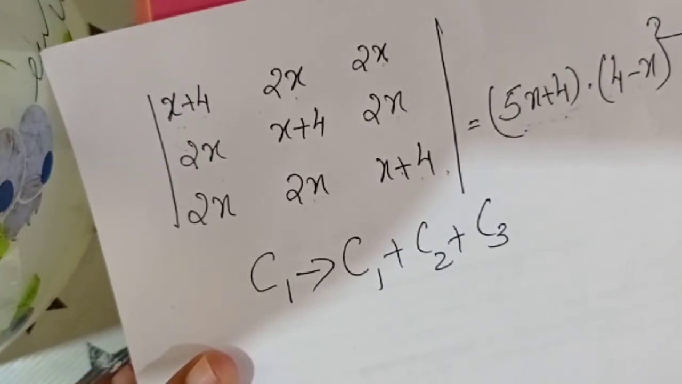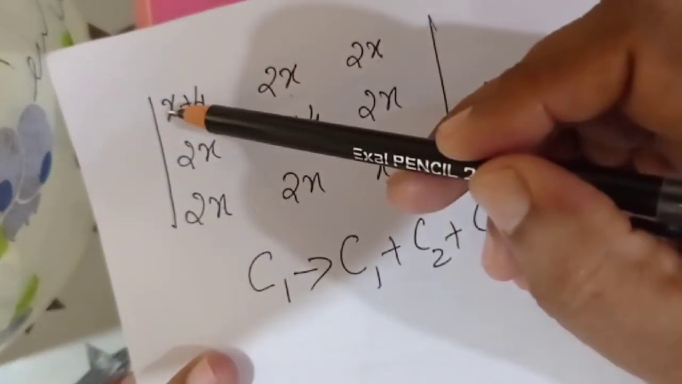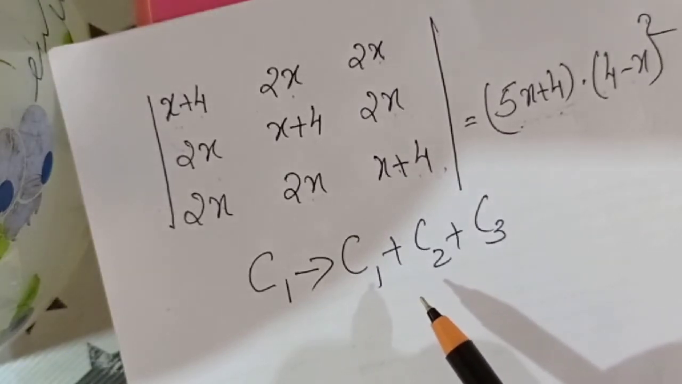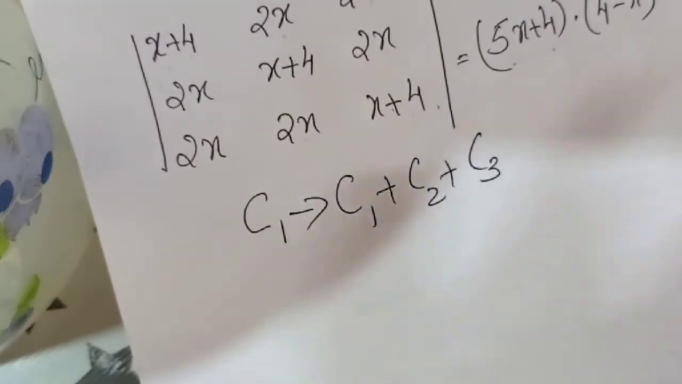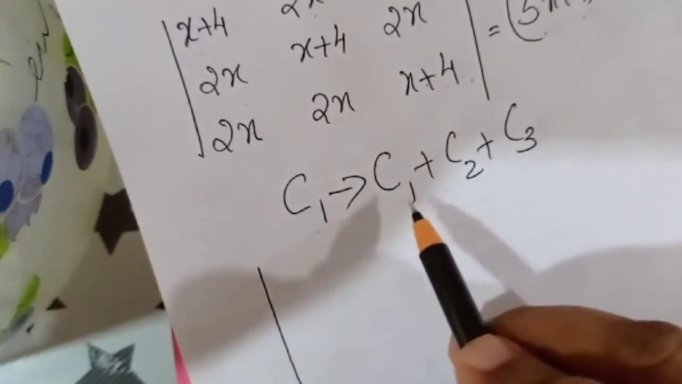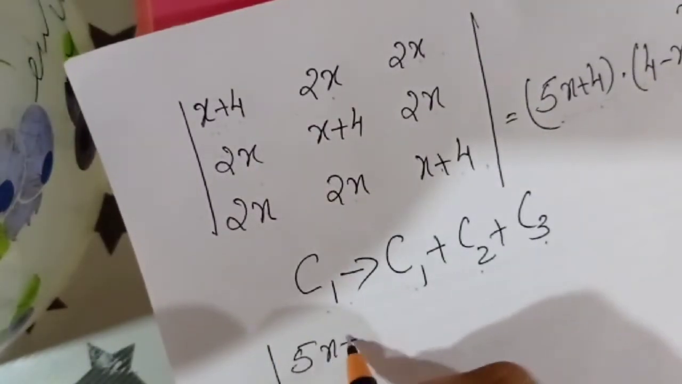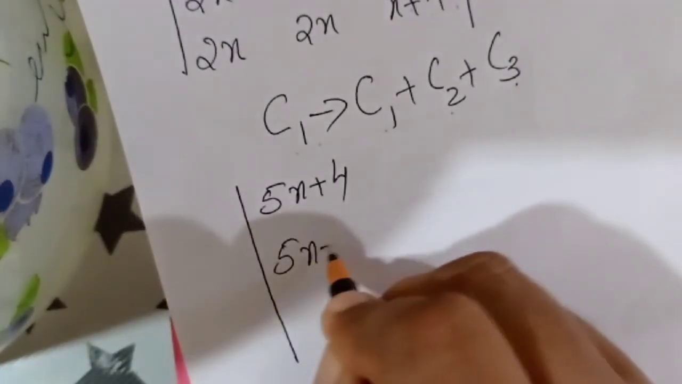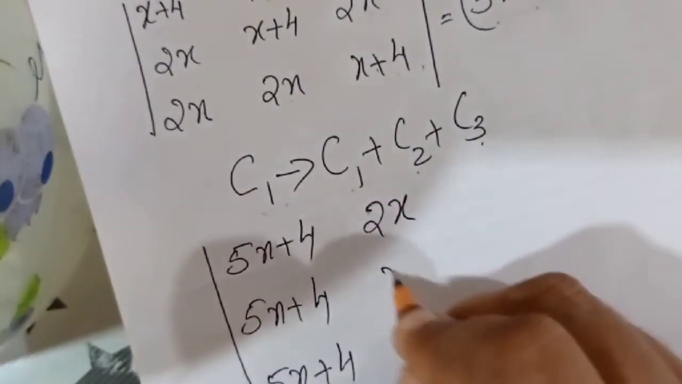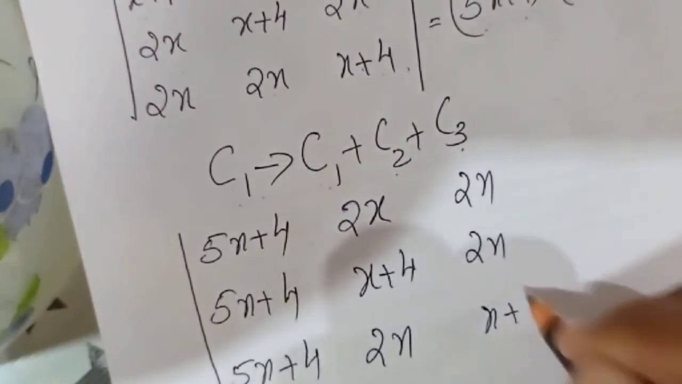That is C1 changes to C1 plus C2 plus C3. Here when you take R1 also, you will get 2x, 2x, x, 5x plus 4. Anyway, you can apply R1 changes to R1 plus R2 plus R3, or C1 changes to C1 plus C2 plus C3. Both are the same. Both are correct. Now, C1 plus C2 plus C3 means add the 3 columns. You will get 5x plus 4. Agree? 5x plus 4, 5x plus 4. Then write the second and third columns the same: 2x, x plus 4, 2x; 2x, 2x, x plus 4.